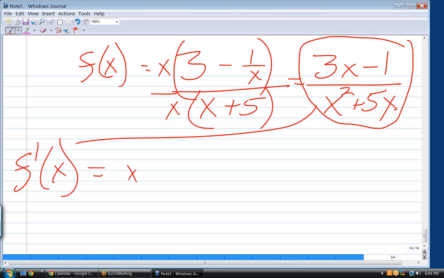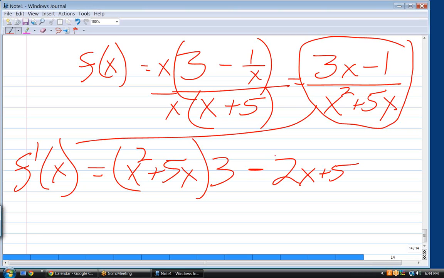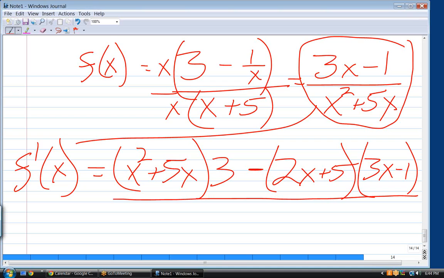X squared plus 5x times 3 minus 2x plus 5 times 3x. And be very careful here that you use parentheses. Because if you don't, you're going to come up with the wrong answer. So that's the new numerator. What's the denominator? It'd be x squared plus 5x in parentheses, and that's all squared. And you don't need to expand that.